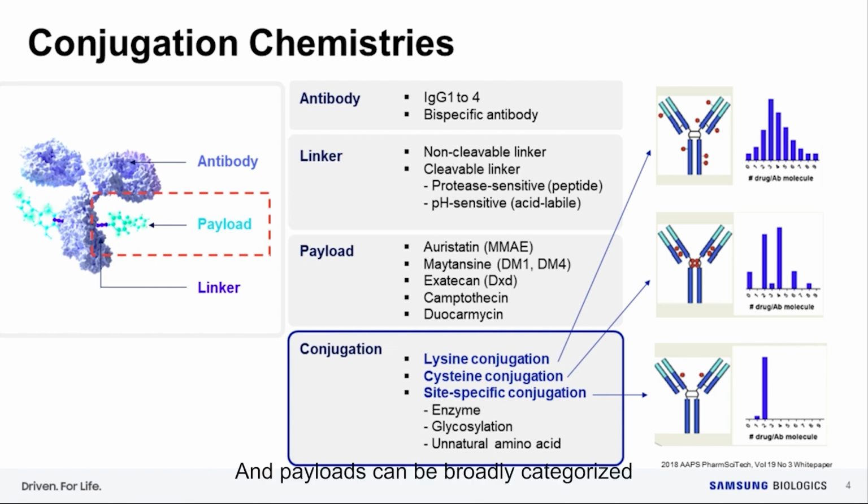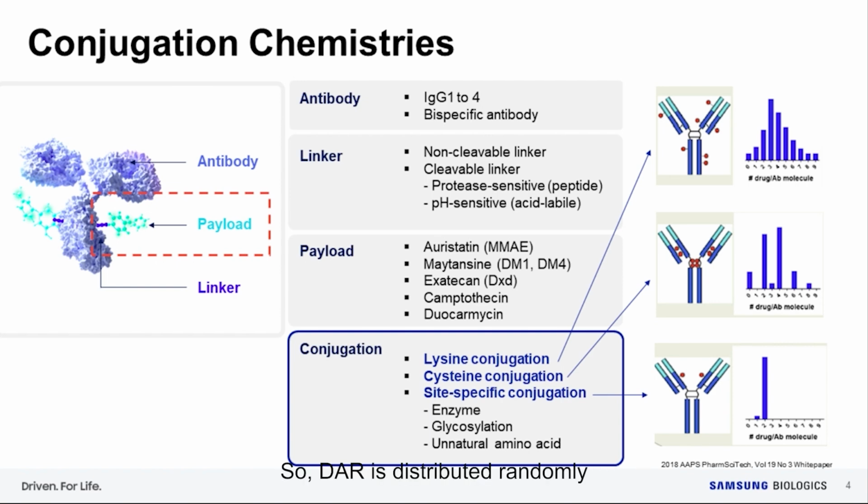Next, payloads can be broadly categorized into tubulin inhibitors, DNA damaging agents, and topoisomerase 1 inhibitors. Tubulin inhibitors include auristatins like MMAE and MMAF, and maytansinoids, including DM1 and DM4. DNA damaging agents include camptothecin and duocarmycin. And lastly, there are 3 types of conjugation that are widely used. As you can see on the left side, lysine conjugation occurs randomly and takes on a heterogeneous form.